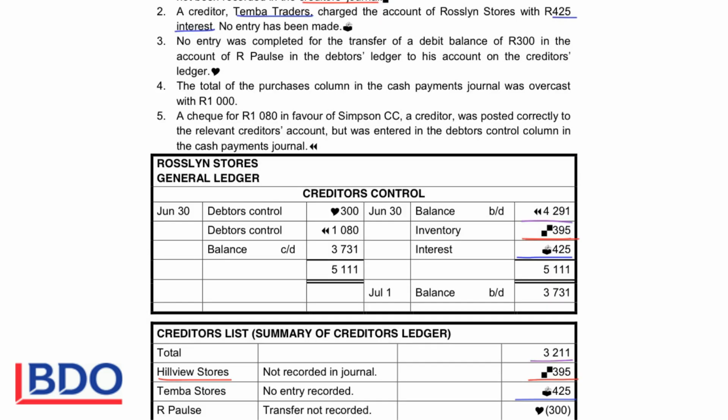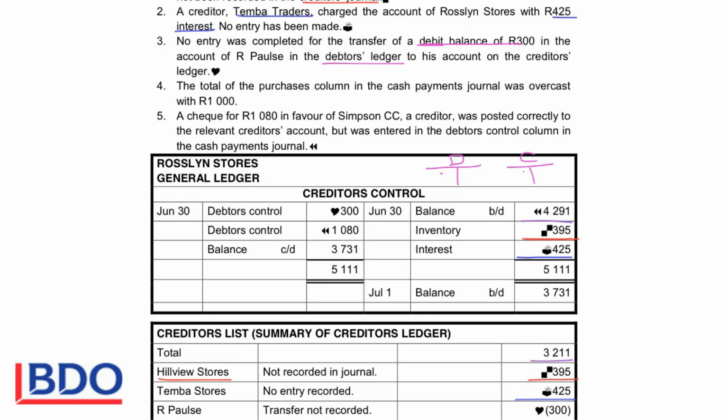No entry was completed for the transfer of a debit balance of 300 in the account of Pulsar in the debtors ledger to his account in the creditors ledger. Now you must make sure that you know exactly what is going on in this entry. That you have a debtor and you have a creditor. So we have a debtor and a creditor. They say it is a debit balance, so the balance can either be in the debtors or in the creditors control on the debit side.